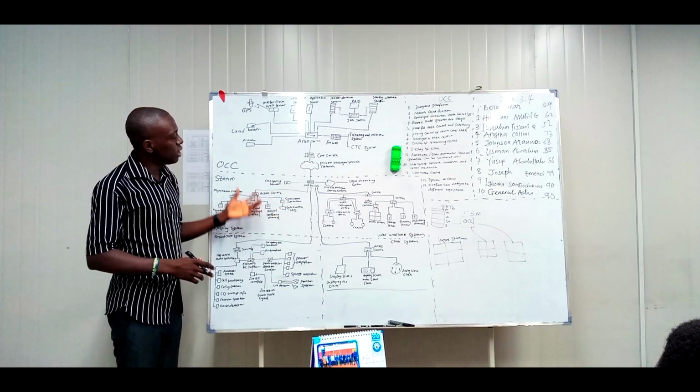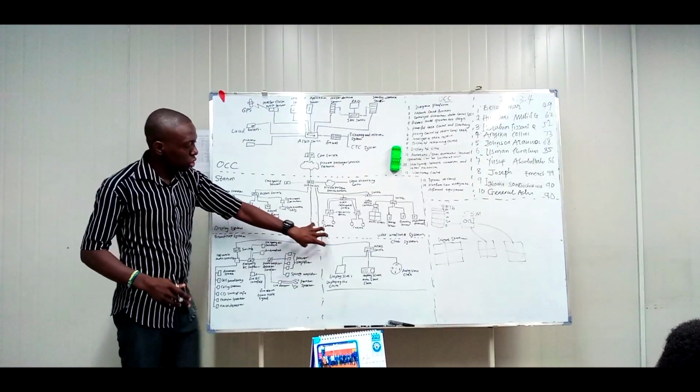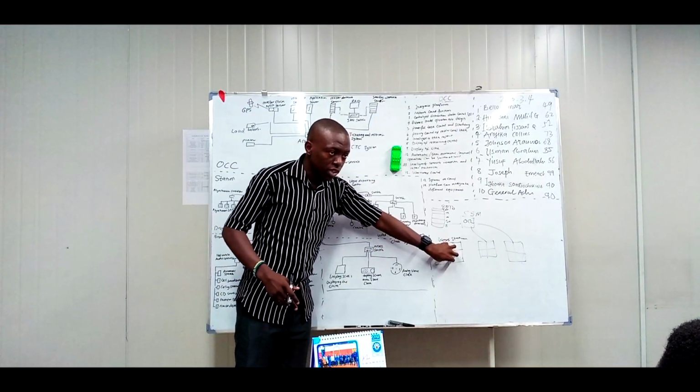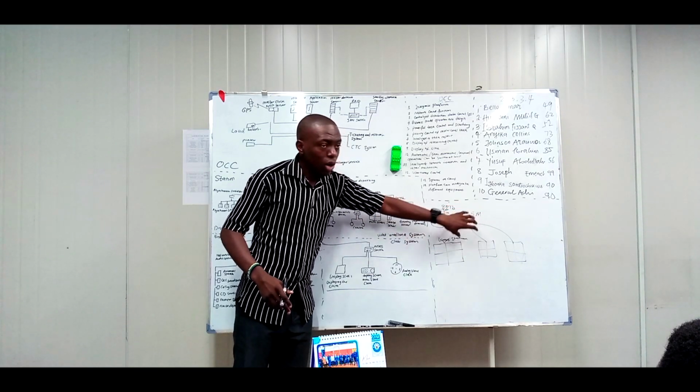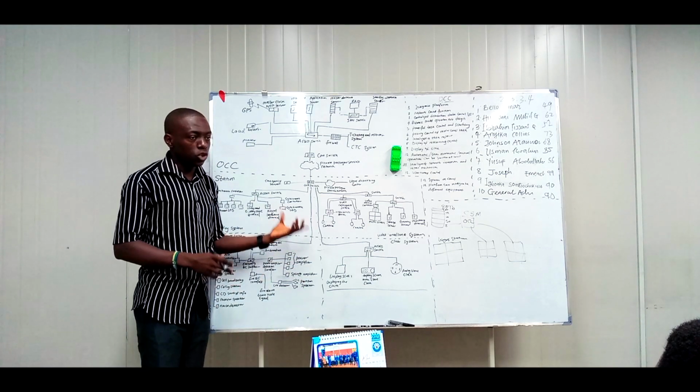So in summary, this is the entire passenger information system, with each single station having four separate systems connected to our OCC. As of now, actually, only the Lagos system has a few surveillance.